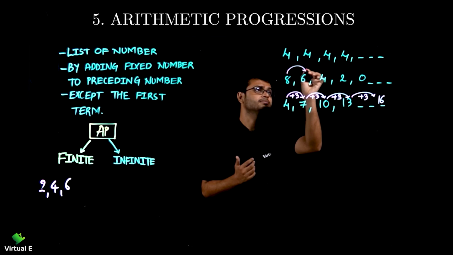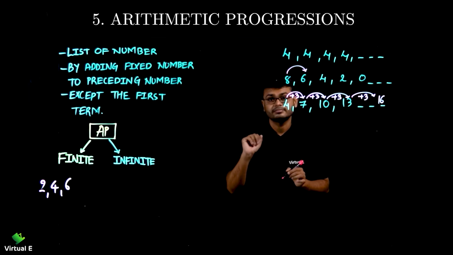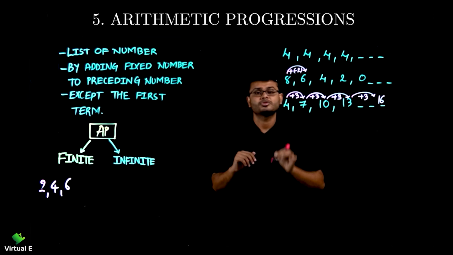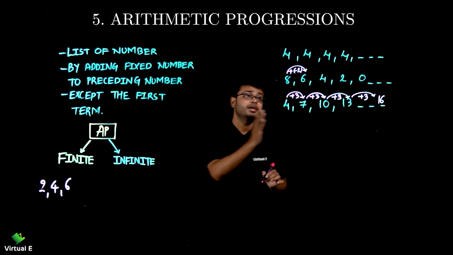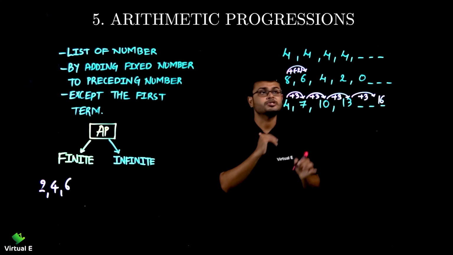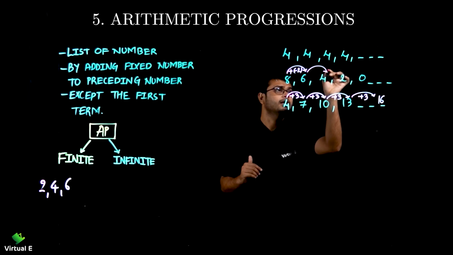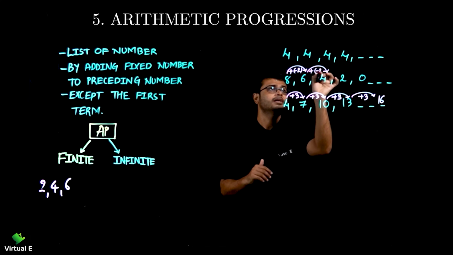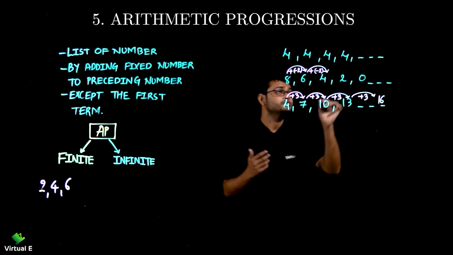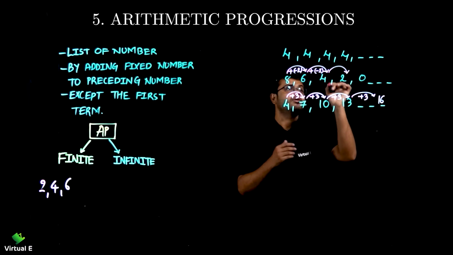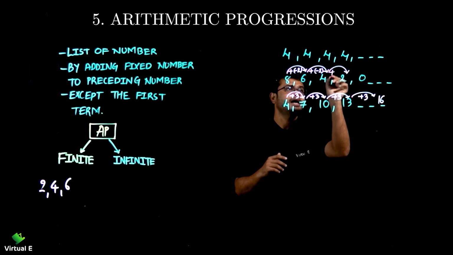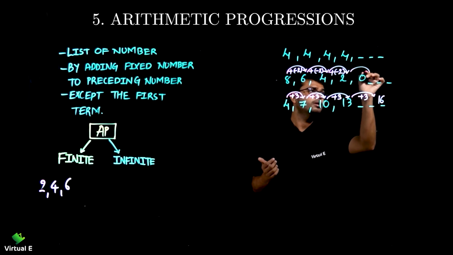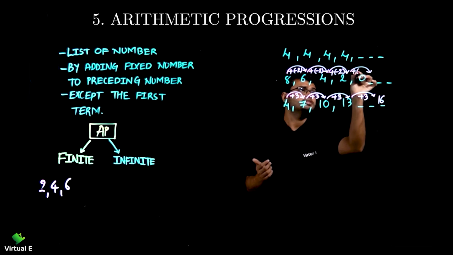8 to 6, 2 is decreasing, right? So can I write plus and in brackets minus 2? Yes, I can. The meaning is the same. I am adding minus 2. Then here as well, if I want 4 from the 6, I am adding minus 2. Let's do the same. If I want the next term, I am going to add minus 2, right? And let's do one more here also, plus minus 2.